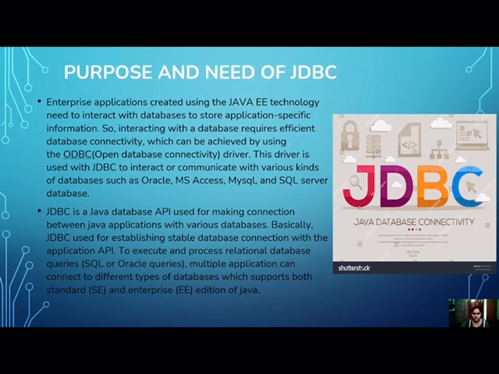JDBC is a Java database API used for making connection between Java applications with various databases. Basically, JDBC is used for establishing stable data connection with the application API. To execute and process relational database queries, multiple applications can connect to different types of databases, which supports both standard and enterprise edition of Java.